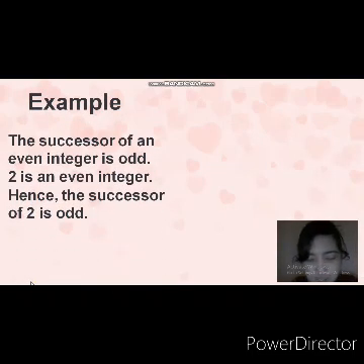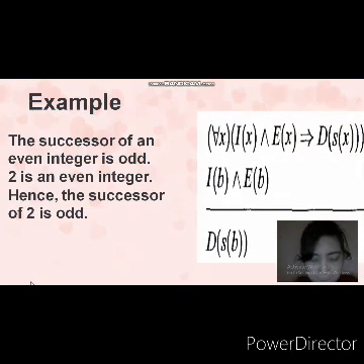Next, the successor of an even integer is an odd integer. Hence, the successor of 2 is odd. This inference can be symbolized as follows. Here, I, E, and D denote respectively the properties of being an integer, even, and odd, x' denotes the successor of x, and b denotes the integer 2.